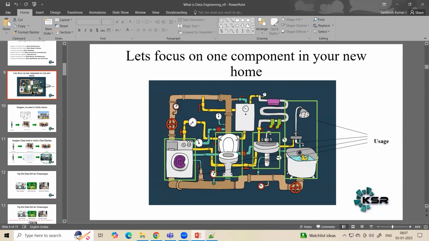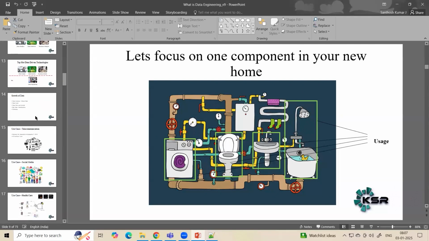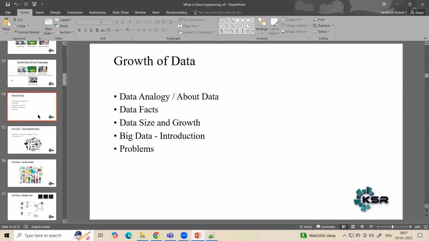If you take an X-ray of your house, specifically your washrooms or wherever you have your washing machine, in the background it looks like this. The pipes are connected from different places and the water flows through them. Now we are not dealing with water, we are dealing with data, right? So this is an example that we have given, and the data keeps on increasing.